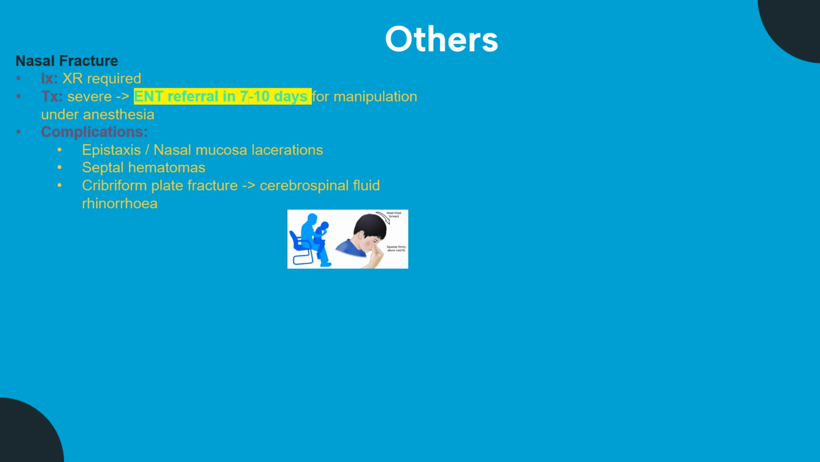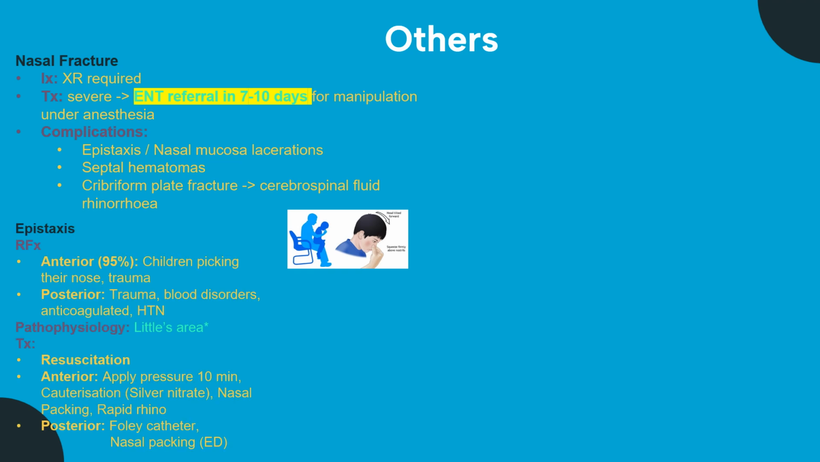In terms of your complications, you can get nosebleeds or laceration of the nasal mucosa, septal hematomas, or a cribriform fracture. These can be quite bad. For example, a septal hematoma can be quite an emergency because it can lead to an infection that can spread and cause meningitis, for example. And cribriform fracture can lead to rhinorrhea of the cerebrospinal fluid as well, which can also put you at the risk of meningitis.